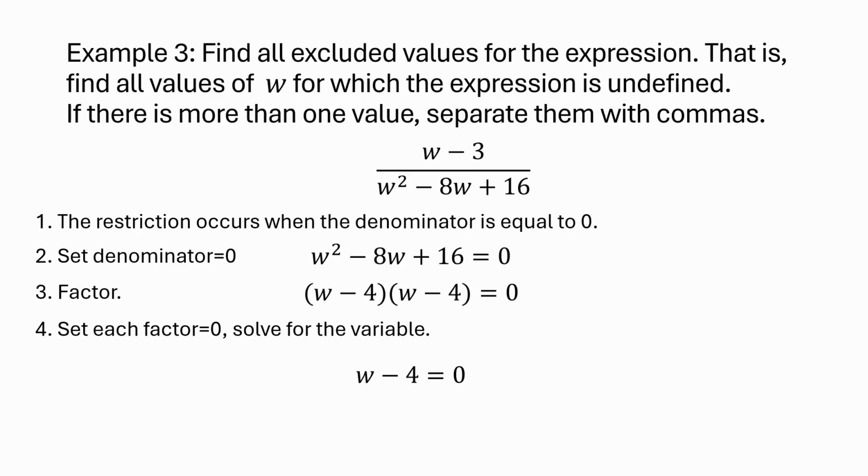w minus 4 equals 0, and to solve for w we add 4 to both sides, so w equals 4. And so the only excluded value here is w equals 4.